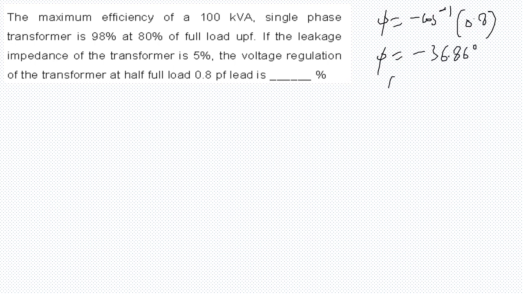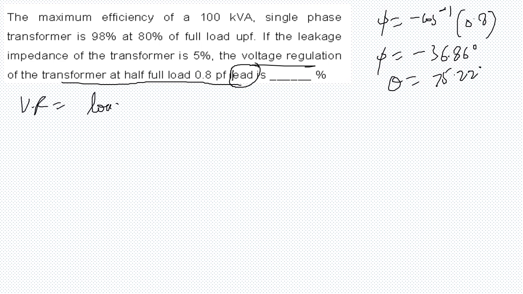Now why are we calculating theta and phi? We are calculating this to find the voltage regulation, which is to be found at half of the load and at 0.8 pf lead. So you have to be careful, it is lead, not lag. That's why I used the minus sign here. Why? Because in our expression of voltage regulation, which is loading times your Z per unit times cos of theta minus phi, this phi is for lagging. So if you want to use the formula for leading, you have to have an extra minus sign. That's why I put an extra minus sign here.